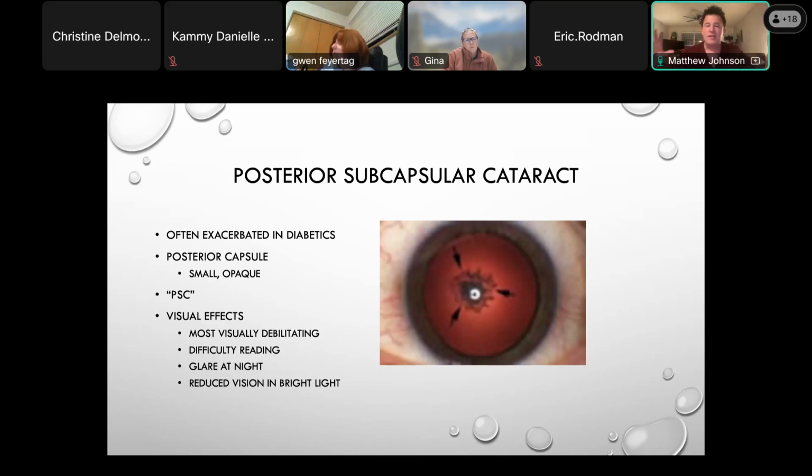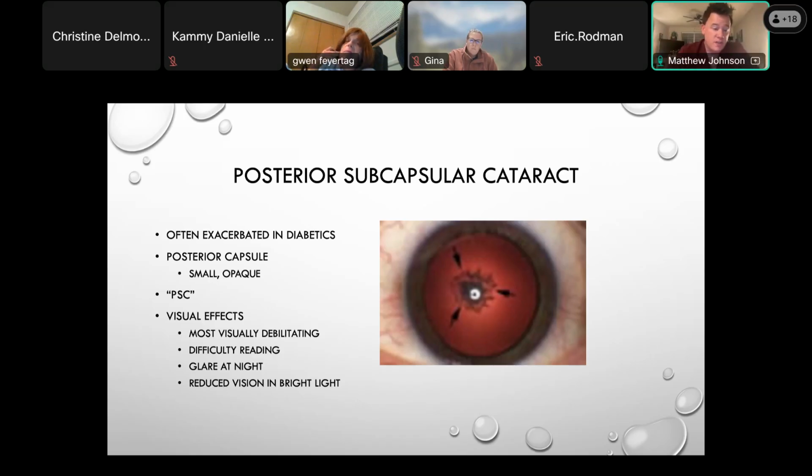The iris itself gets smaller, and now all of a sudden the light isn't getting through. So you're blocking all the light getting back to the eye, and it drops the visual acuity. That's why this particular cataract makes it so difficult to read. It also causes more glare at night because as the pupil opens, it causes more light scattering.